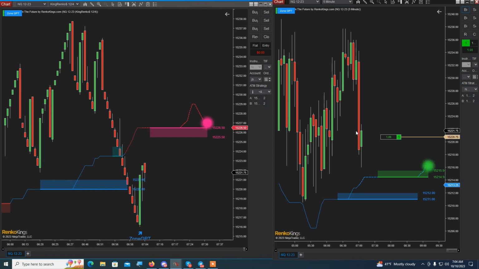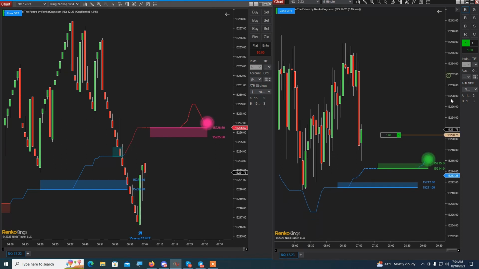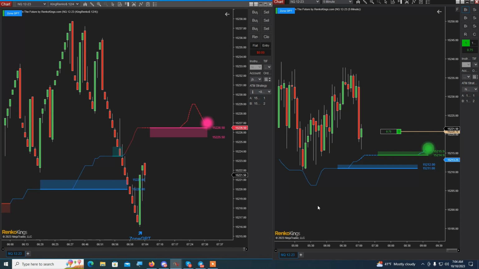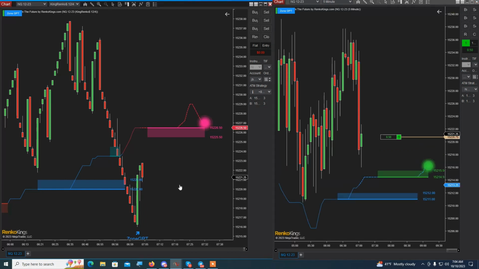I am watching this, obviously, but if I wasn't, I would place my stops somewhere below this level here, maybe over here. So the stops are larger when it comes to swing trading. That's why it's not appropriate for everyone. This here is a different story.